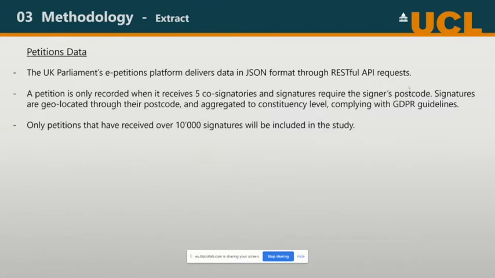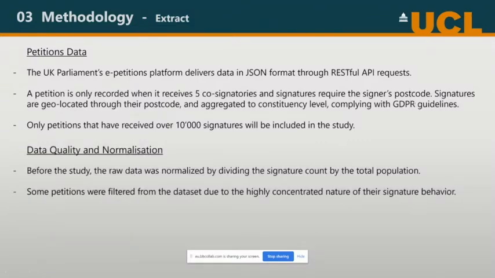So just quickly to go through the extract process. Like I said, it's an open source platform to take the petitions from the government site. A petition isn't a petition until it's received 5 co-signatories, and this complies with GDPR rules, as people are geolocated through the postcode that they provide, and that's aggregated at constituency level. For this study, I only used petitions that received over 10,000 signatures, which cuts down some of the dross, because some would only have about 10 signatures, and that isn't representative of the entire country.